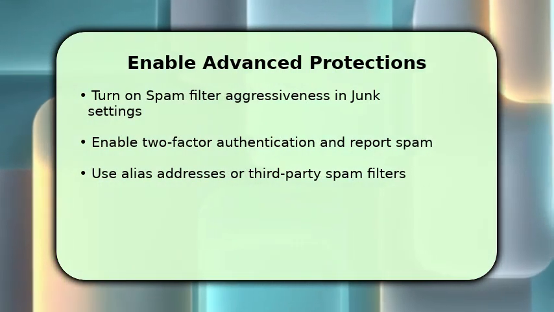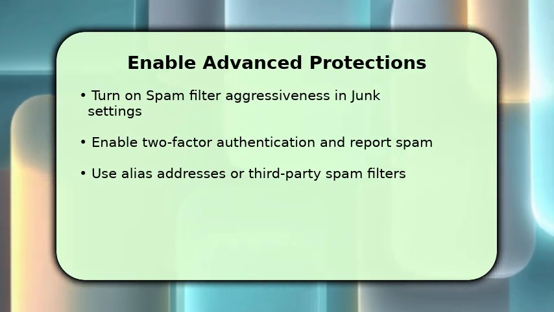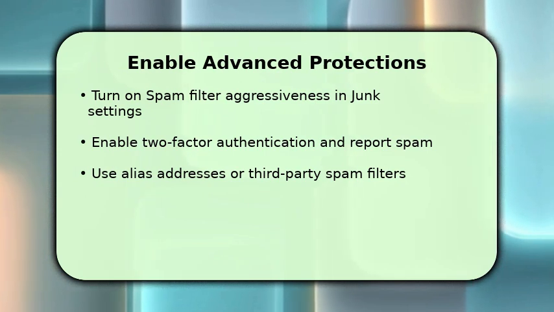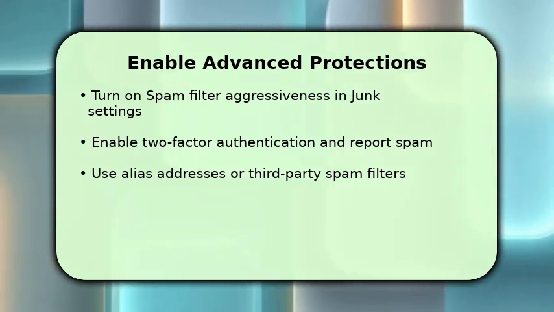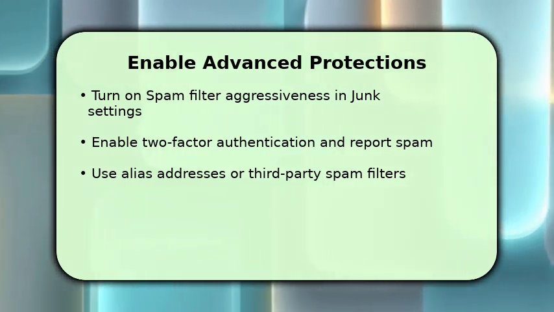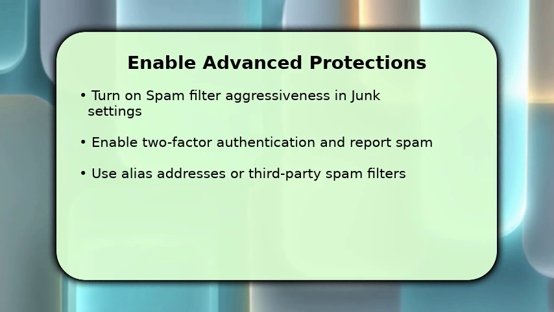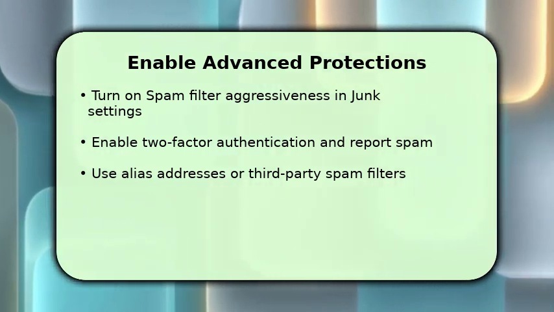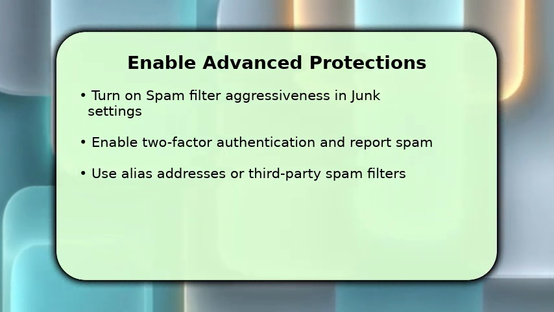Finally, enable Outlook's higher spam filter aggressiveness and turn on two-factor authentication to protect your account from being abused for sending spam. Report spam messages using the report feature so Microsoft learns patterns. Additionally, consider creating alias addresses for signups or installing a vetted third-party spam filter for extra layers.